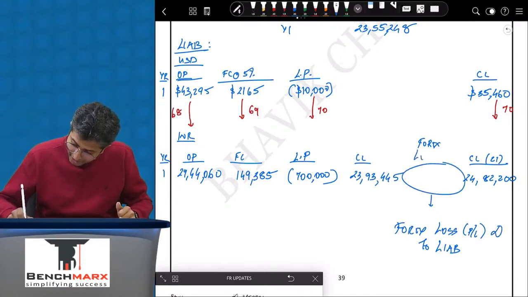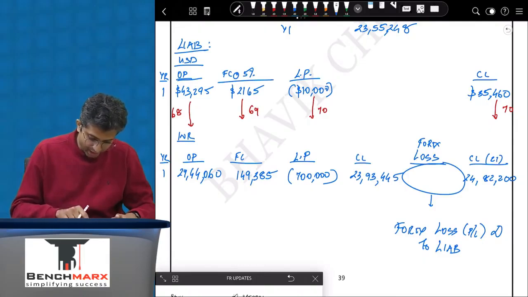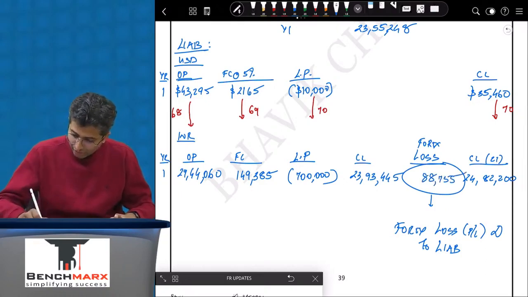This will be calculated as the balancing figure between 93,445 and 24,82,200. So this will be, let's say, 88,755, which will be the foreign exchange loss.